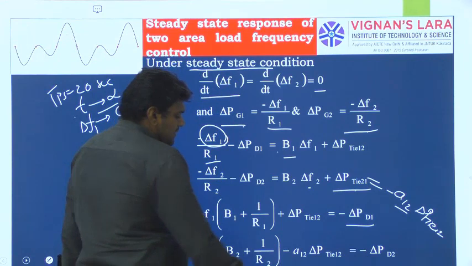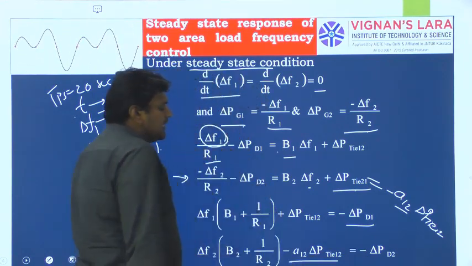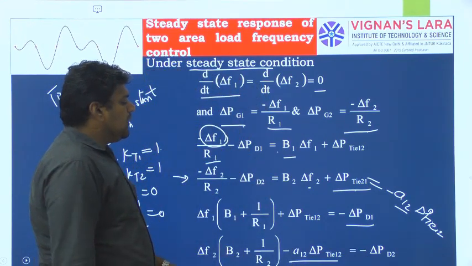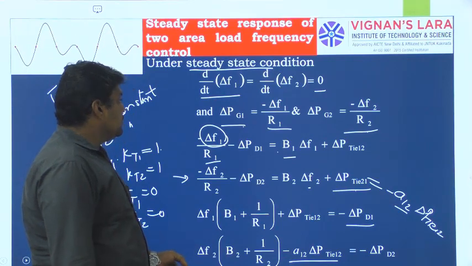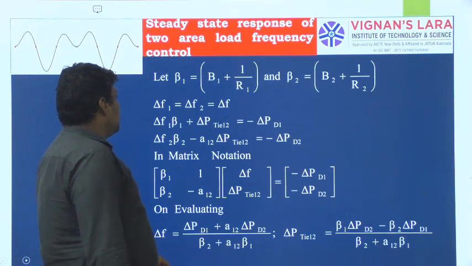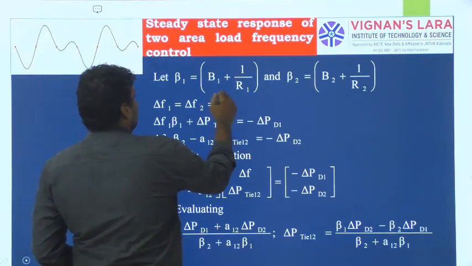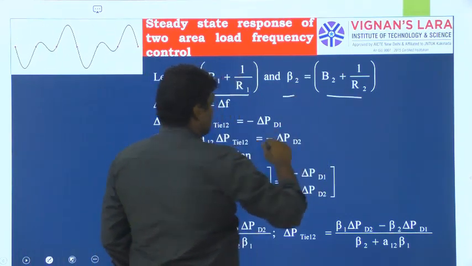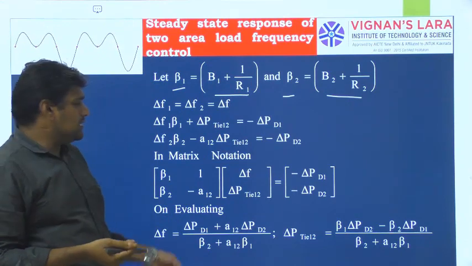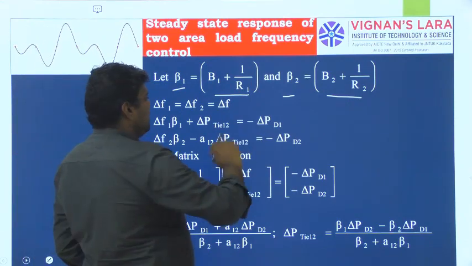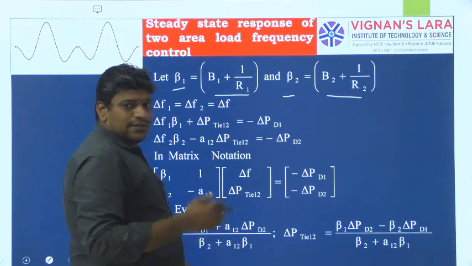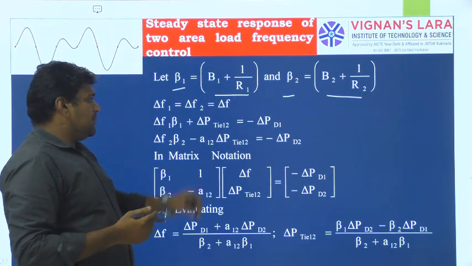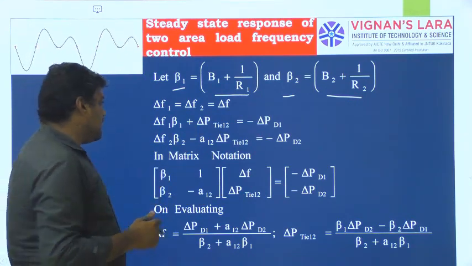Okay, so that's what we have represented here. Minus A12 delta P12 is equal to minus delta PD2. Okay, so we are considering B1 plus 1 by R1 as beta 1, and B2 plus 1 by R2 as beta 2. So for our ease of analysis, that's it. There is no significance of beta here. Just for our ease of analysis, we are representing it as beta 1 and beta 2.